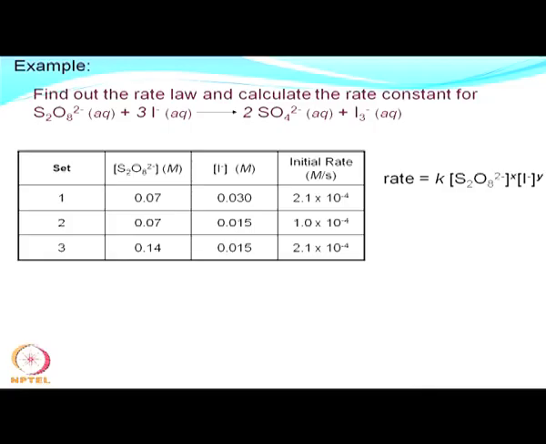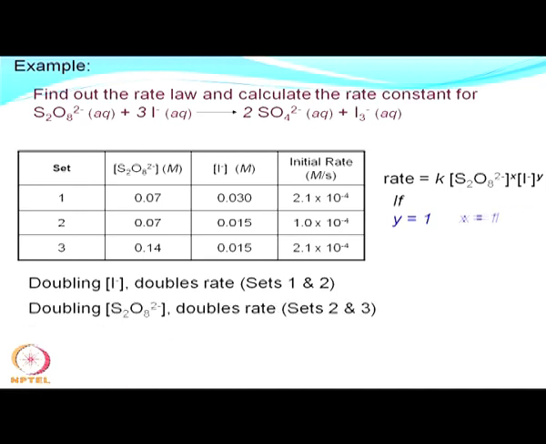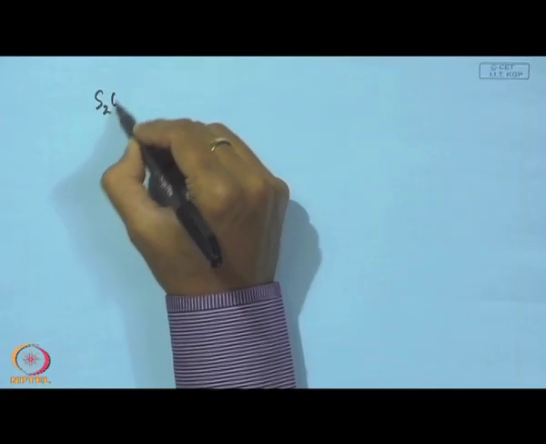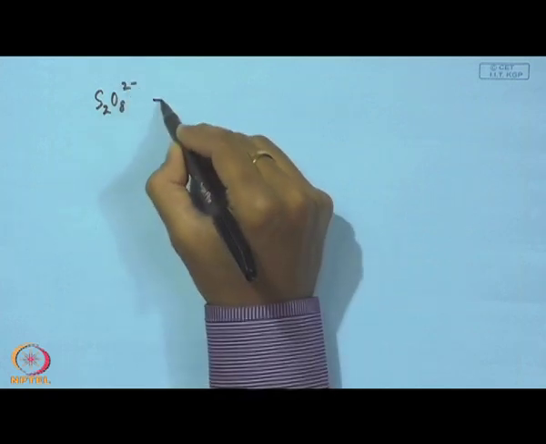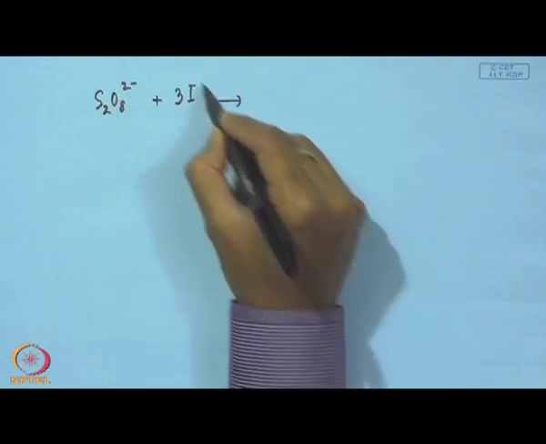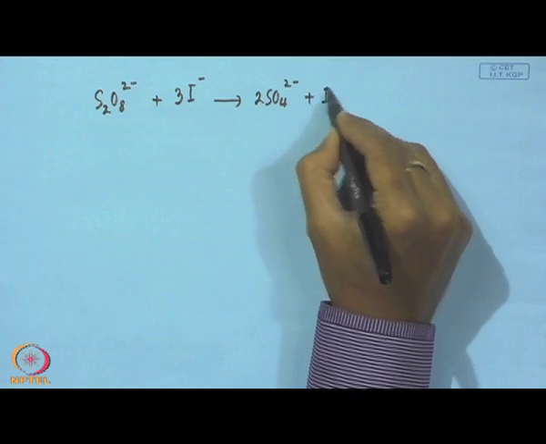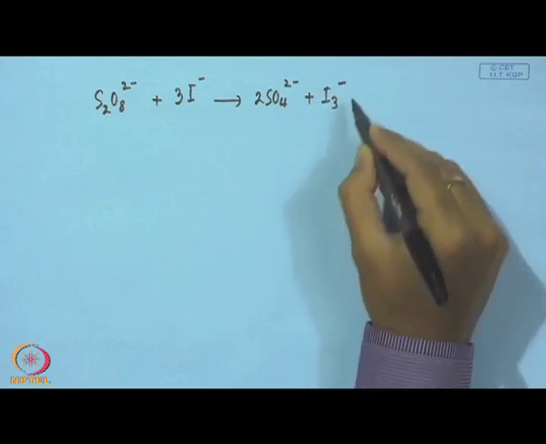Next, we are looking at another example to find out x and y. Say it is a persulfate iodide reaction, where persulfate is an oxidizing agent and it oxidizes iodide to iodine, producing KI3. So, it is the reaction S2O8 2- plus 3 I- producing 2 SO4 2- plus I3-. All are in equated form.